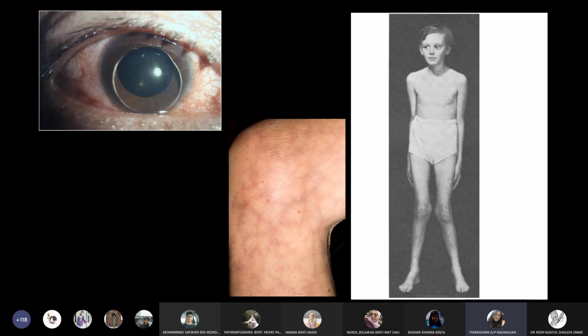And the middle picture shows livedo reticularis, which is a reddish-blue discoloration of the skin linked to swollen blood vessels. And on the picture at the right, you can see that this individual suffering with the condition tends to be tall in stature, with abnormally long limb length, and osteoporosis. Now I'll pass to my teammate Vidya to explain further on this disease.